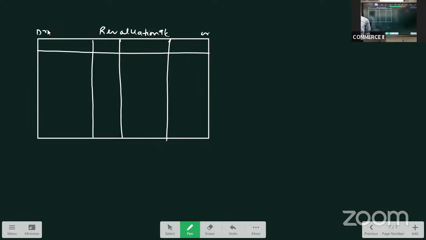Particulars, amount. Stock is depreciated by 5%. Stock is given as 30,000. 5% of that would be 1,500, to stock 1,500. Then furniture is depreciated by 10%. Furniture is given as 35,000. It would be 3,500.